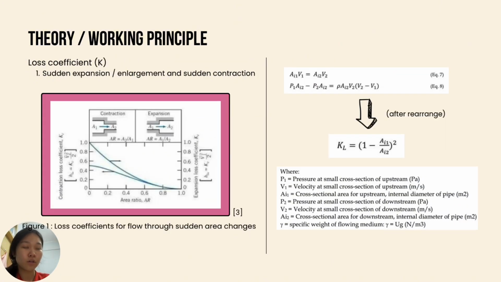Next, we'll talk about the loss coefficient, which is K. First part is the sudden expansion or enlargement and sudden contraction. The K for the sudden expansion and the contraction we'll get from the figure below, and the KL I will arrange from equation 7 and equation 8. After rearranging these two equations, I will get KL equals 1 minus A1 over A2, squared.